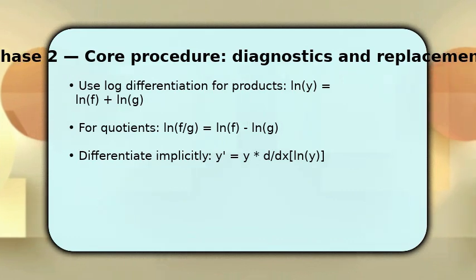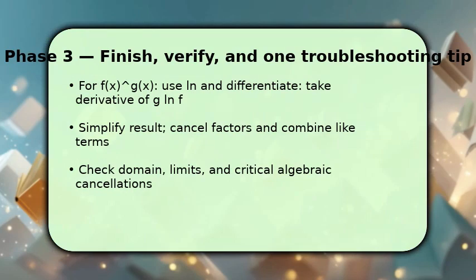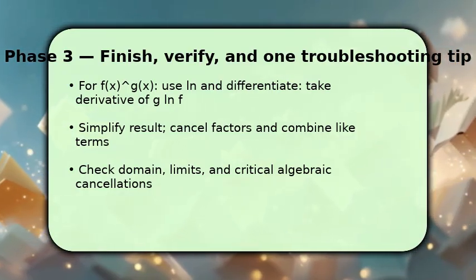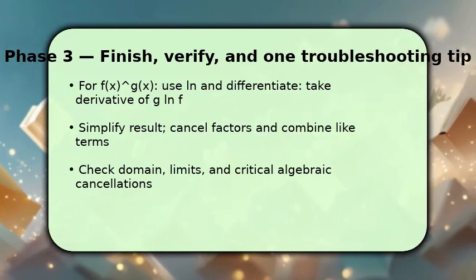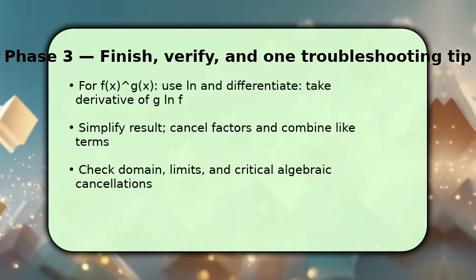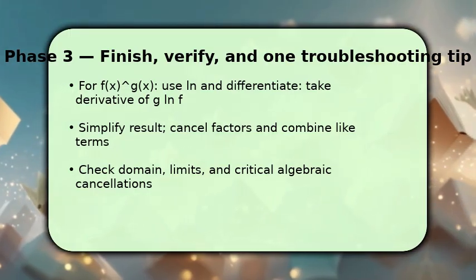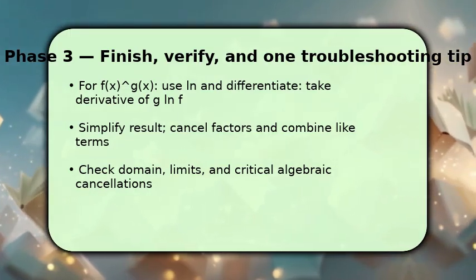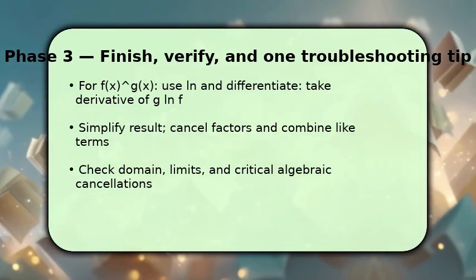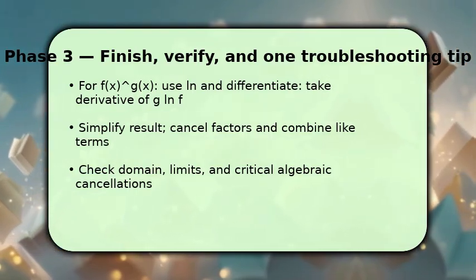To finish, handle exponentials like f(x)^g(x) by taking ln of both sides and differentiating g(x) ln f(x), then solve for y. Once done, simplify carefully, cancel common factors, and combine like terms to get a clean 1/x style fraction when possible. Make sure to check domain restrictions and plug in boundary values or limits if results look odd.